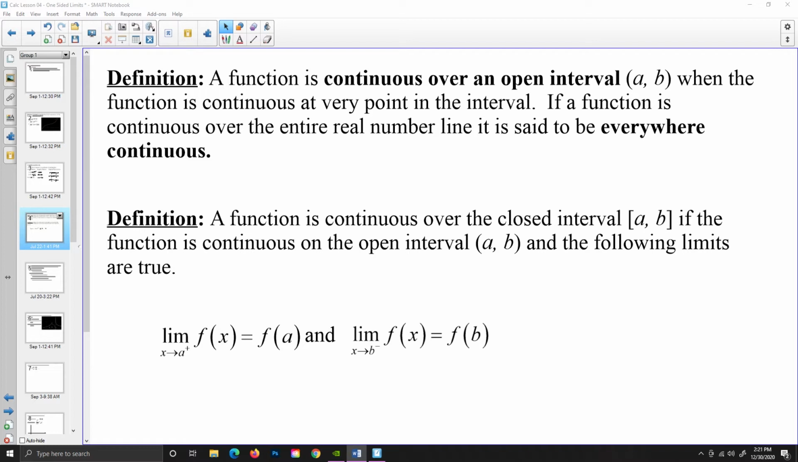Second definition: a function is continuous over a closed interval a to b if the function is continuous on the open interval and the following limits are true: the limit as x goes to a from the right hand side is equal to f of a, and the limit as x goes to b from the left hand side is equal to f of b. We're going to be talking about the notation for a with a superscript plus and b with a superscript minus later on in the lesson.